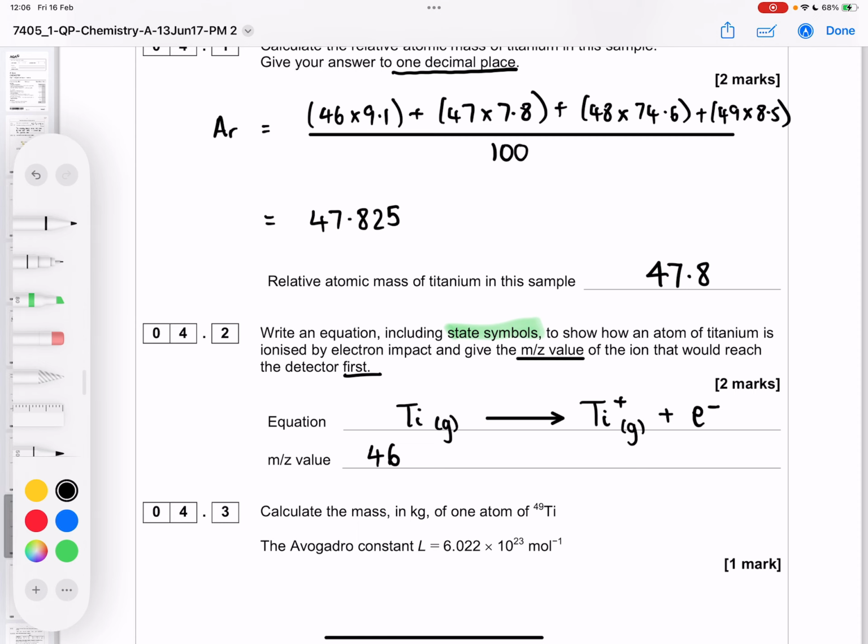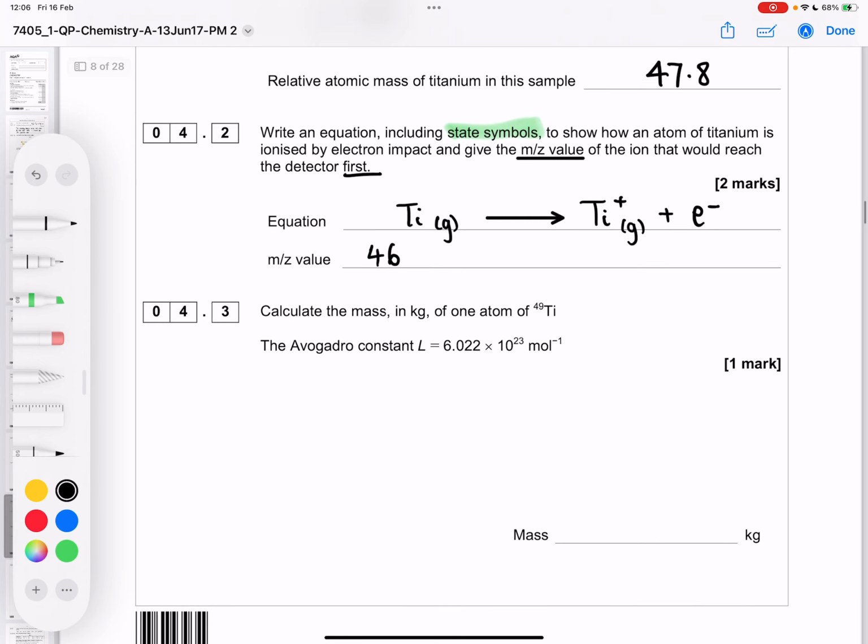Okay, so the next part of the question says calculate the mass in kilograms of 1 atom of 49 titanium. Now, 49 is the mass of 1 mole in grams, so the first thing I'm going to do is convert to kilograms by dividing by 1,000 times 10 to the minus 3, and then I'm going to divide by how many are in 1 mole to find the mass of a singular one. And we'll type that on my calculator and write down the answer. So I'm getting 8.14 times 10 to the minus 26.